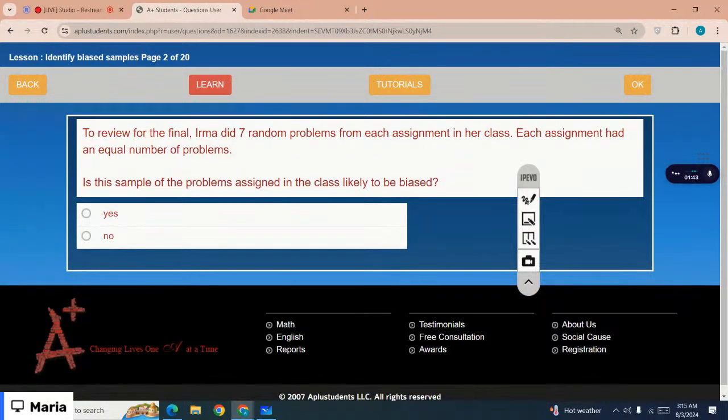To review for the final, Irma did 7 random problems from each assignment in her class. Each assignment had an equal number of problems. Is this sample of the problems assigned in the class likely to be biased? So which is the correct option? The correct option is no, they are not biased.